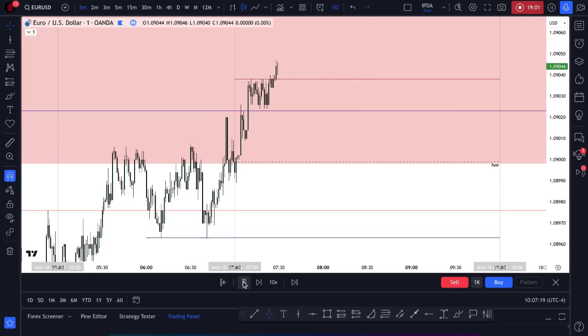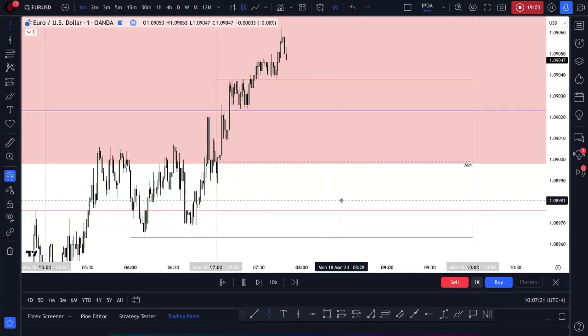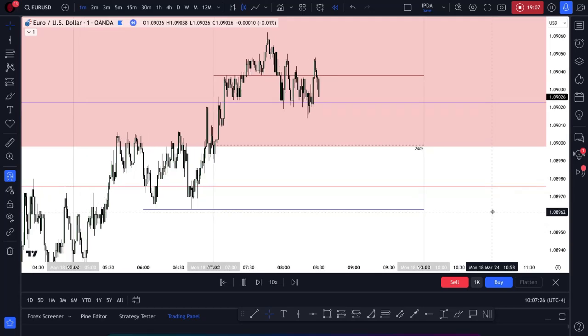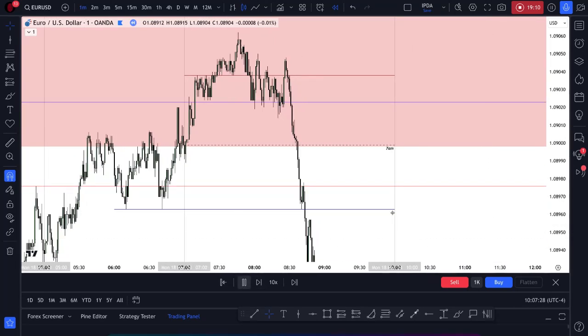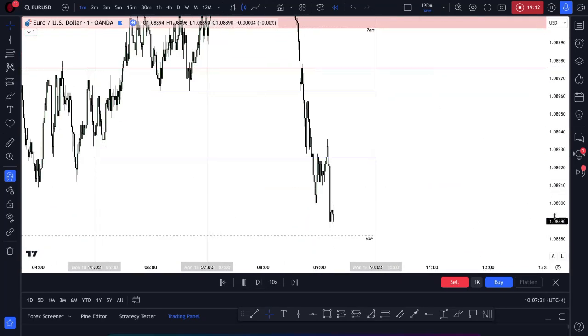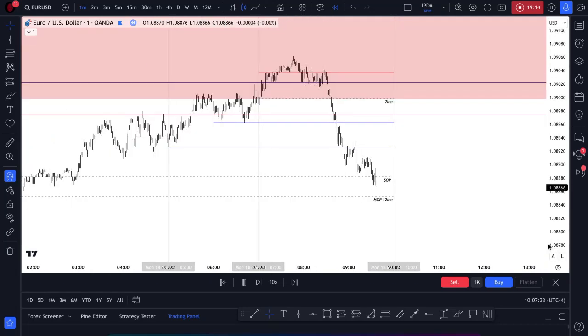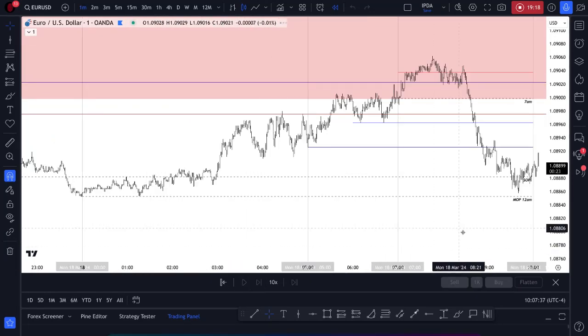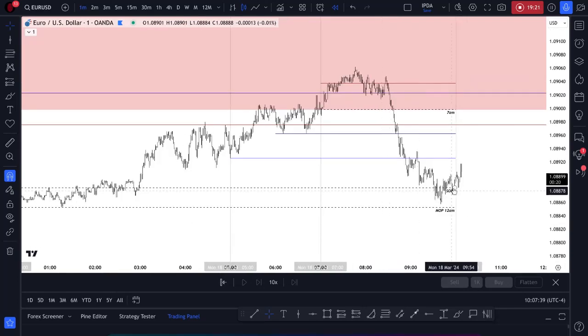Let's just play it forward. Just see what happens during this kill zone. This is where we are right now. So right now we're in London close. I wouldn't be surprised if we get a retracement, because that's the characteristic of London close. Maybe a retracement, even consolidation at times, or even a continuation pattern. So it could continue to sell off.